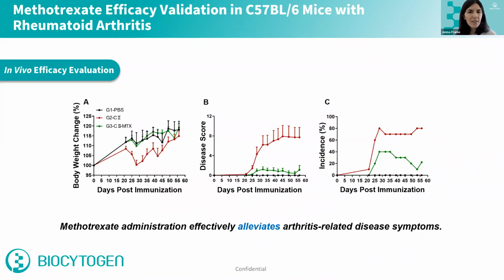So in this next case study, we wanted to test the efficacy of methotrexate, which is a first-line therapy for this disease. So in this experiment, the severity of the disease score, which is shown here, was reduced with administration of the drug, as shown by the green line here, and the incidence of symptoms was also significantly decreased. In addition, the methotrexate group experienced less weight loss when compared to the collagen-2 immunized group shown in red.